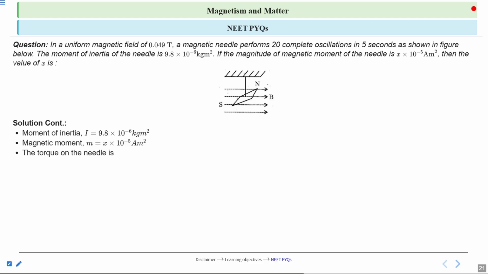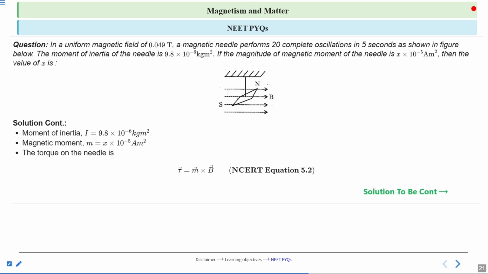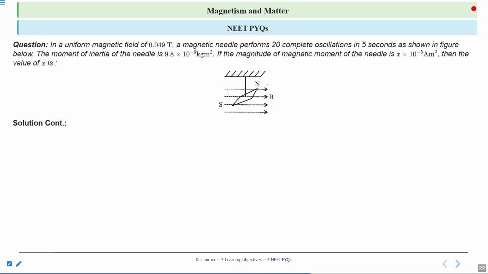Okay, so the torque on the needle will be tau equal to m cross B, NCERT equation 5.2. So in magnitude, torque is given by mB sin theta. Here tau is the restoring torque and theta is the angle between m and B. Why is this needle oscillating? The magnetic moment of this needle is along the external magnetic field. We have disturbed the orientation of the needle, due to which it starts oscillating.